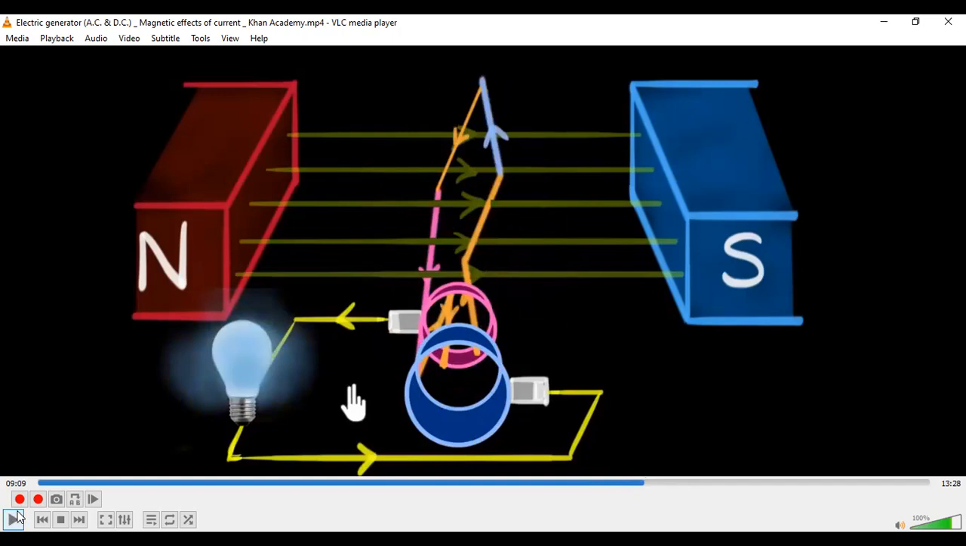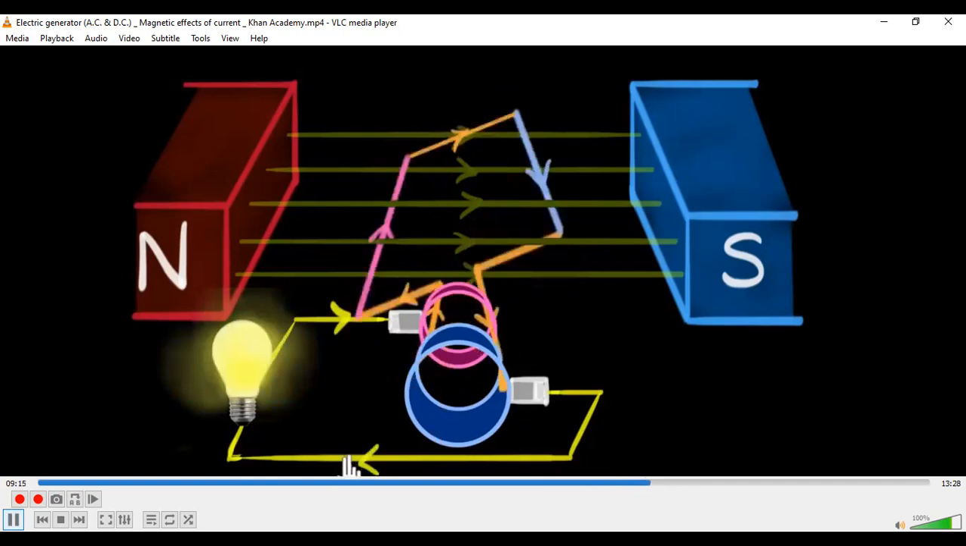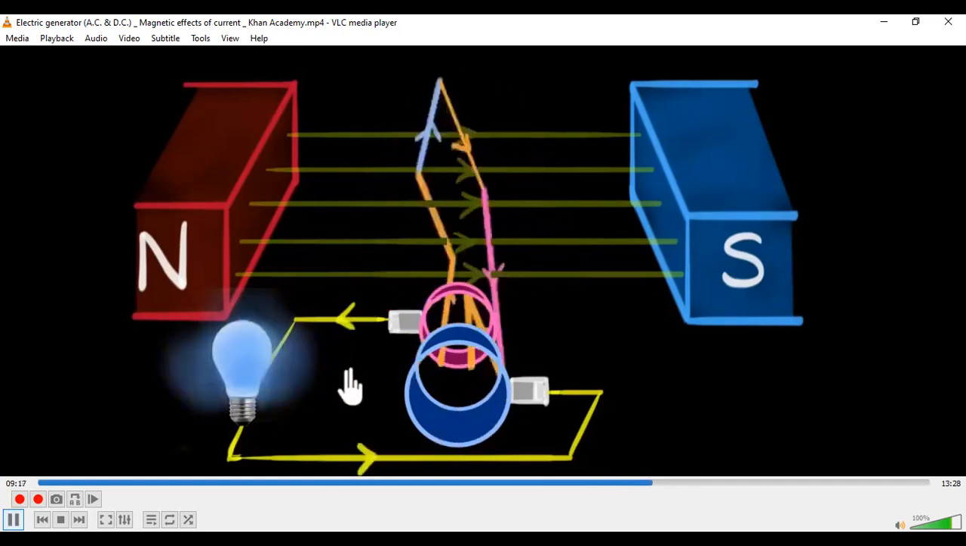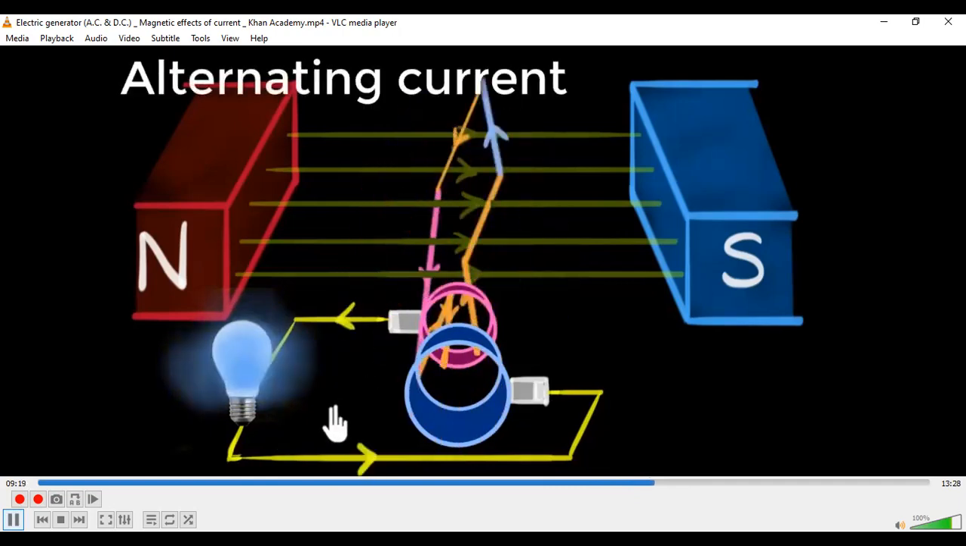But now we are going to convert it into DC. So for that, what do you have to do? The current from that generator changes direction. Such a current is called alternating current, or AC.